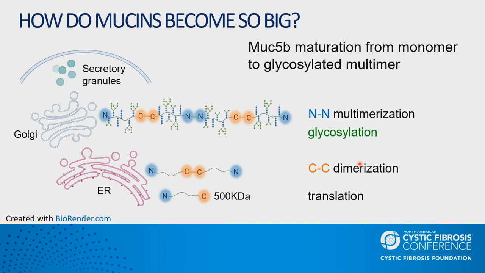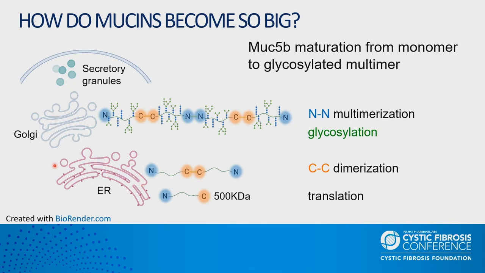So to understand how to build this model rationally, we need to understand how mucin becomes so big. So the journey of a mucin, and this is the biosynthetic pathway of MUC5B, which is the main macromolecular component of airway mucus, begins in the ER like any other protein. Monomers are translated, and in the ER, they start dimerizing through their C-terminus.